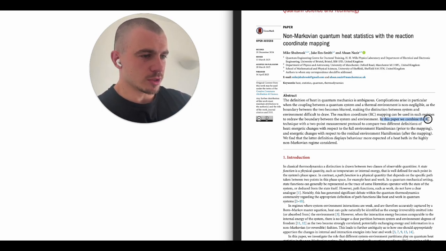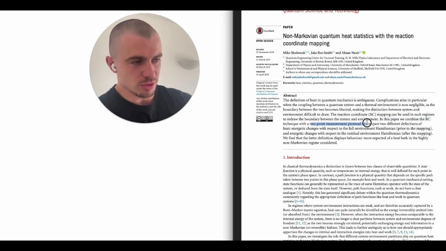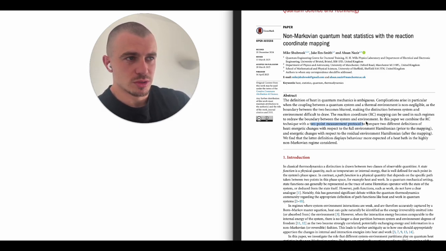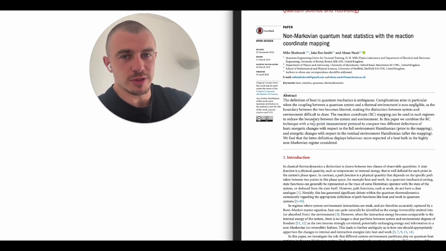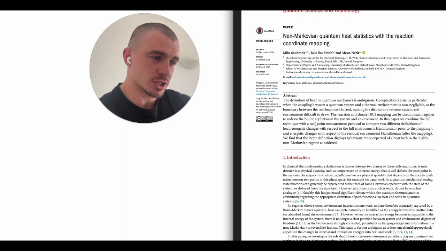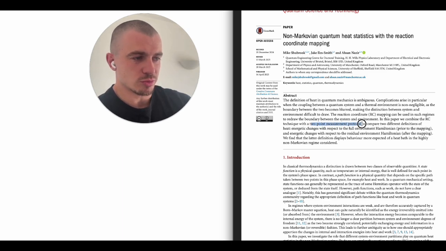Now in this paper, we're going to combine this reaction coordinate technique with what's called the 2-point measurement protocol. This is a way of measuring the statistics of physical quantities that you can't directly measure. That's going to be important because it turns out that you cannot directly measure heat. There doesn't exist a heat operator that you can measure. So you need to come up with clever ways of defining heat in terms of things that you can measure. And one way of doing that is with this 2-point measurement protocol.